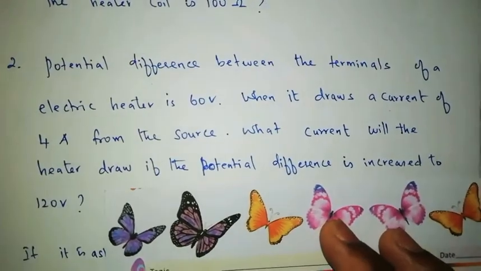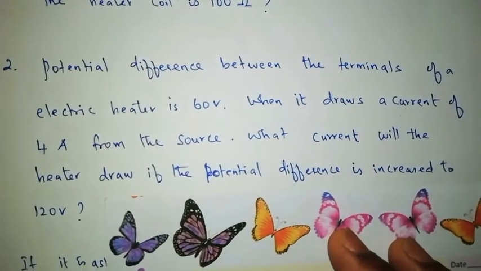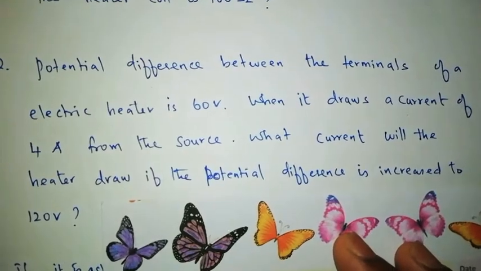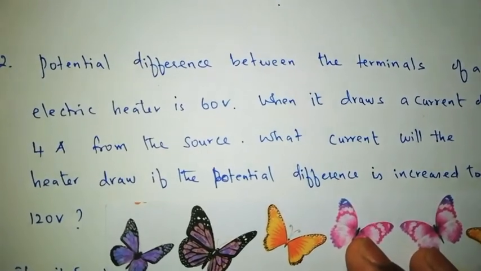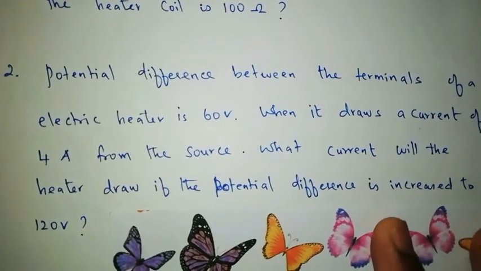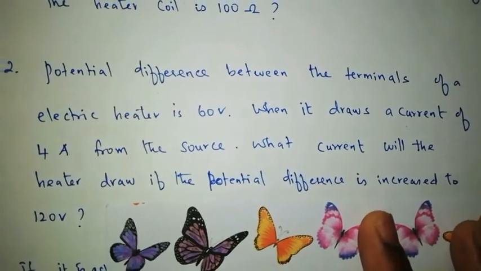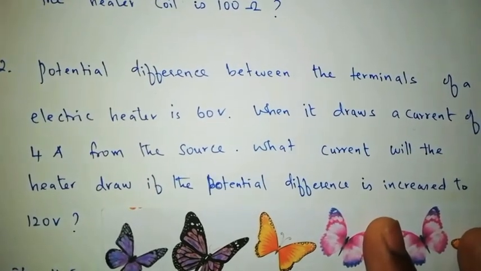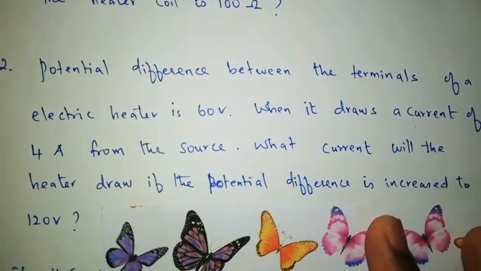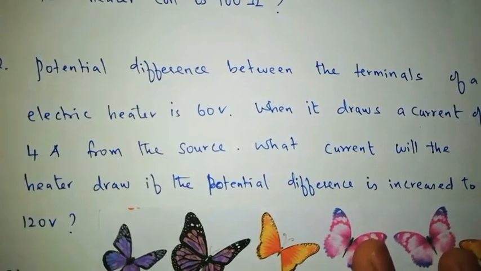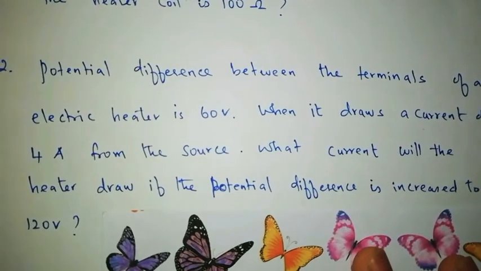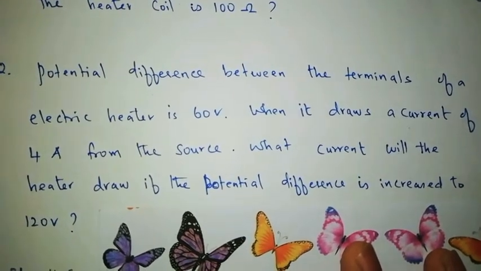We are going to do one more example here. So I'm going to read this question again. Potential difference between the terminals of the electric heater is 60 volt. Okay, terminals at the end, right? Potential difference. So when it draws a current of 4 ampere from the source, what current will the heater draw if the potential difference is increased to 120 volt? So you have to listen to this question properly.